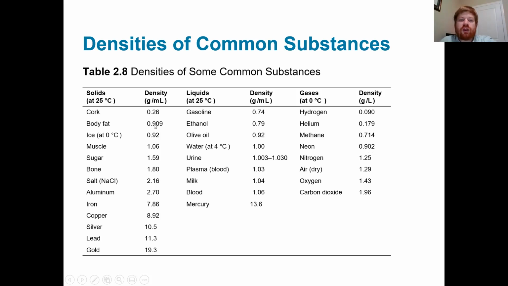The exception, of course, being two very important ones. Oils tend to be less dense, so things like olive oil, body fat. And then very importantly, ice is less dense than water. And that's for a reason that we'll talk about in the future. So solid water is actually less dense than liquid water. Water is like the only substance that has that property. And it turns out it's extremely important. And if that weren't the case, there'd be no life on Earth.